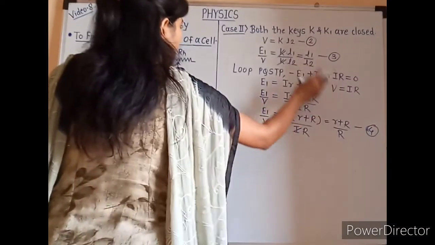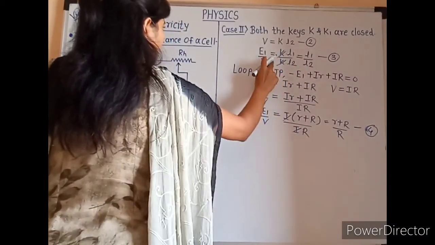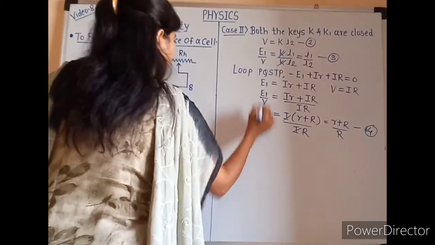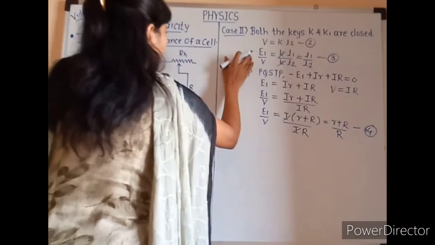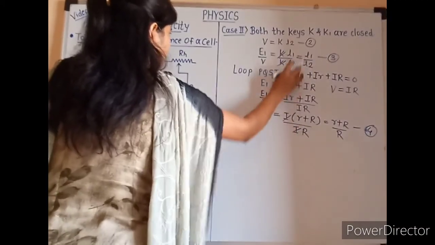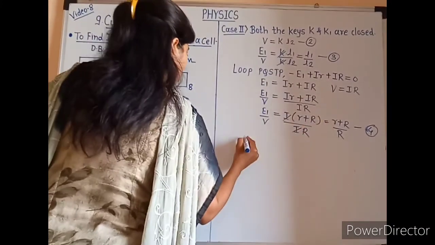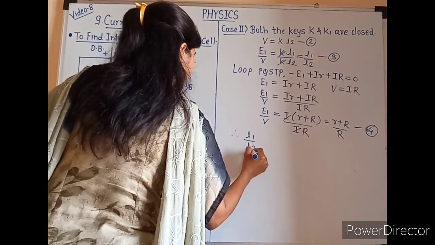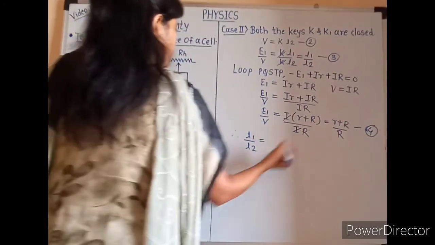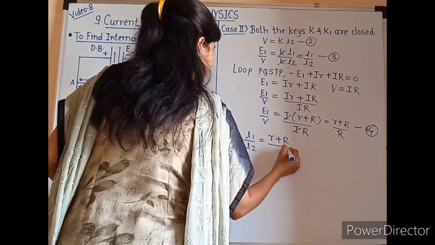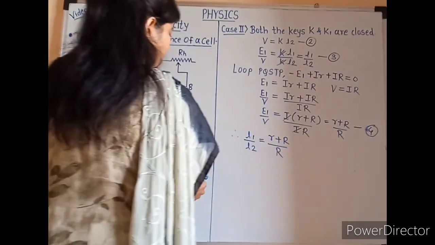Now from equations 3 and 4, the LHS of both equations are the same. Comparing the RHS of equations 3 and 4, we can write L1 upon L2 is equal to small r plus capital R upon capital R.